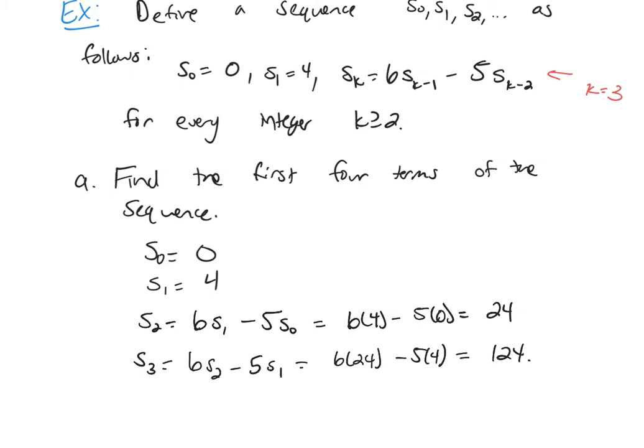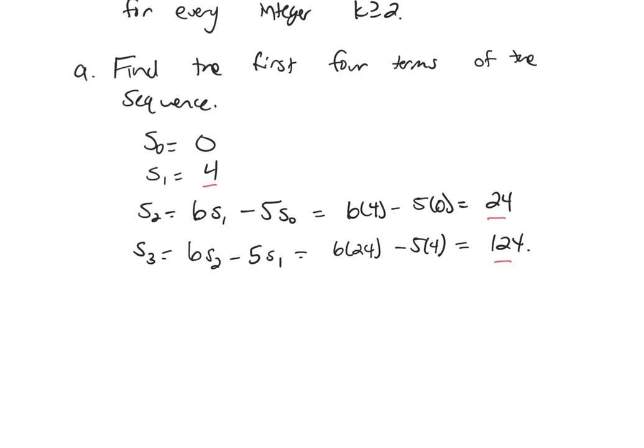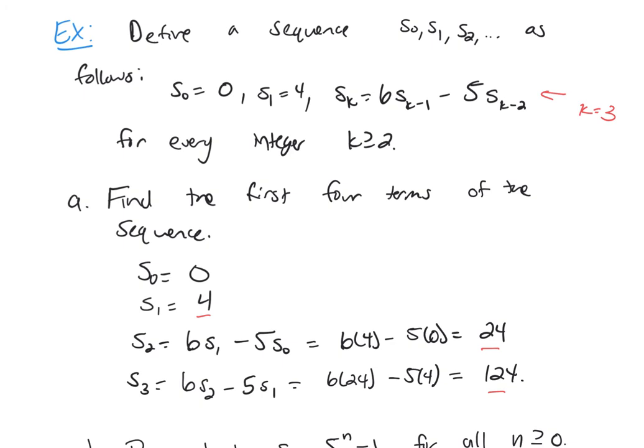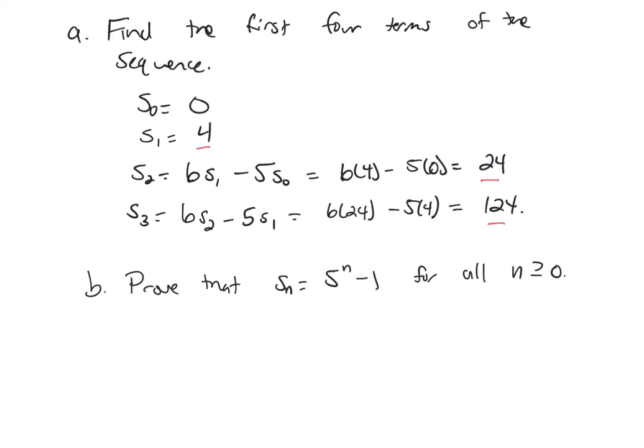So if I'm looking here, I have this pattern of being 1 away from being a power of 5. And so what we want to do now is prove that Sn is 5 to the n minus 1 for all n greater than or equal to 0. Here, you had 2 initial conditions, which means we have to use strong induction.